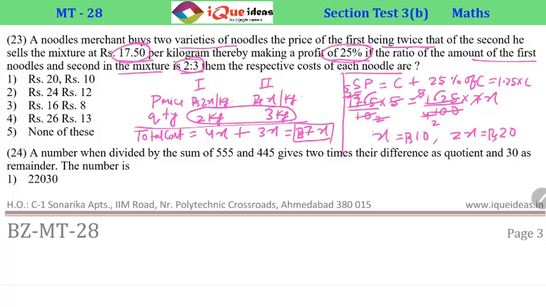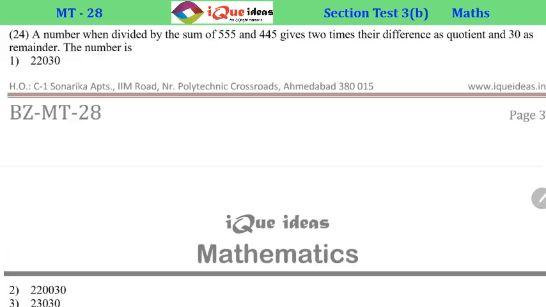See, I've used one way of cancellation and division. You have to use your own. So finally the prices are 20 rupees per kg and 10 rupees per kg. That is the first one is the correct answer. Alright. Now the next question, 24th one.